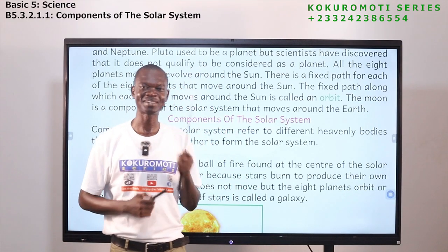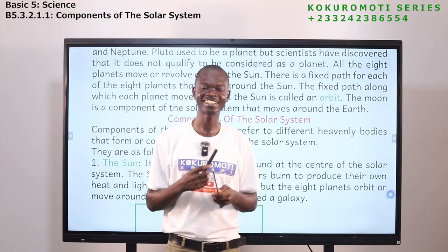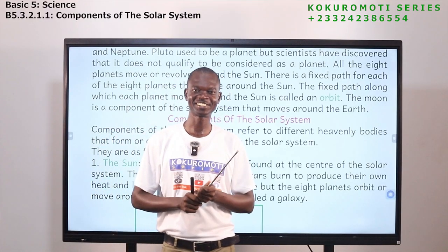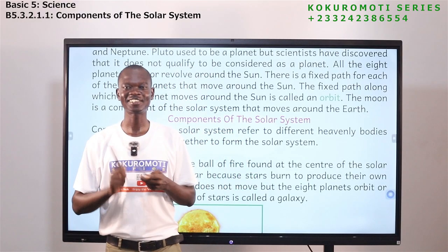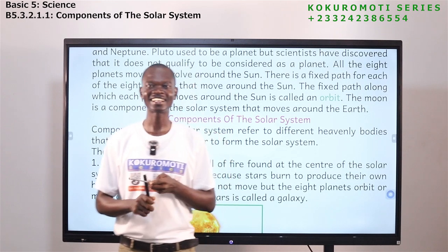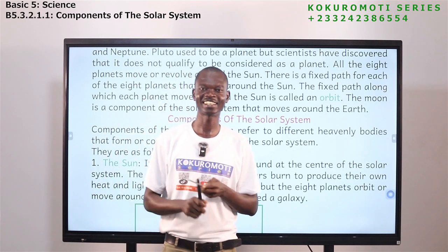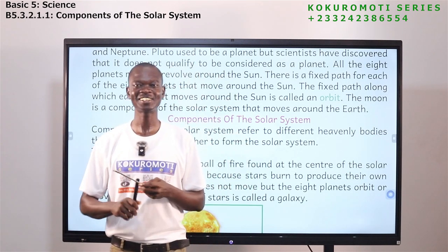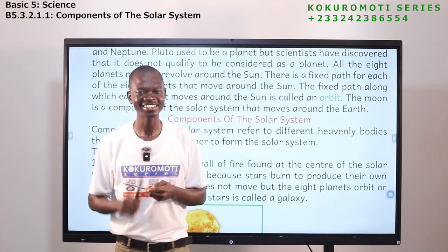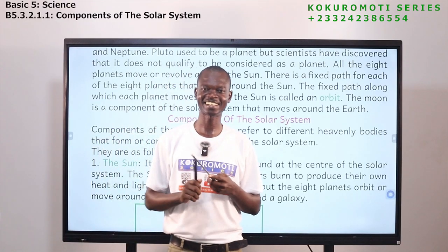Mercury, Venus, Earth, Mars, Jupiter, Saturn, Uranus, Neptune. Our planets of the solar system.